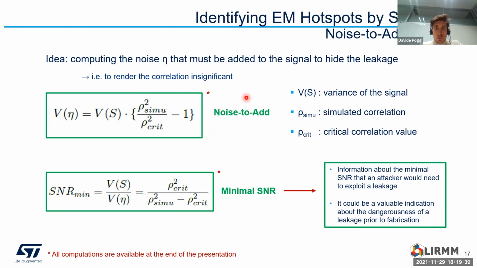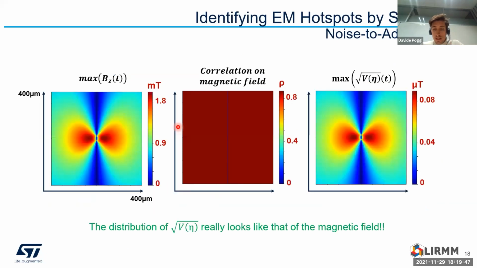So what we are going to do now is to apply this noise to add concept to the simple current carrying wire that we saw a few slides ago. As you can see, here we have the distribution of the magnetic field. We have the correlation on the magnetic field that leaks everywhere around. And here we have the distribution of the noise to add over the wire. As you can see, we have a really good agreement between the distribution of the magnetic field and the distribution of the noise to add.